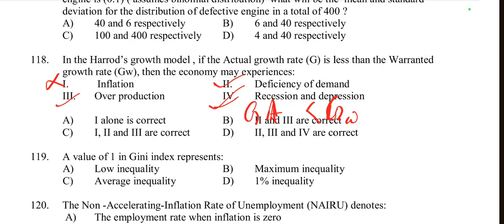Then recession and depression, it creates when the actual growth rate is less than warranted. How? A sustained shortfall in growth can lead to a broader economic downturn, including recession or depression, due to reduced demand and potential overproduction issues. So options 2, 3, 4 are right here. Option D. So here for 118, option D is right.